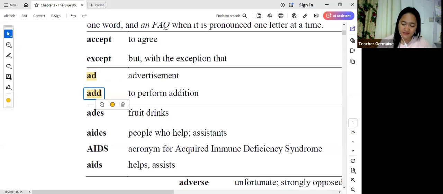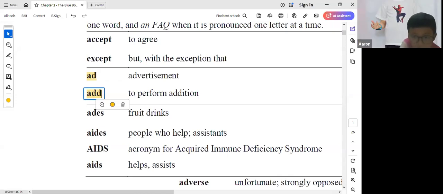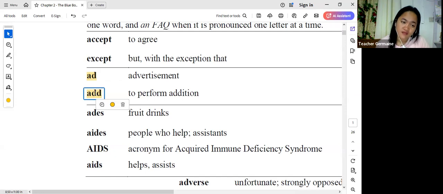Are the two words similar? No. In what way are they similar? The first one is add. The second one is add. Are these two words the same or similar? Yes or no? It's a no, right? These two words are two different words. They are not the same, but they have the same pronunciation. We have the same way of reading the two words. We say add. We also say add. But what's the difference? They don't have the same spelling.